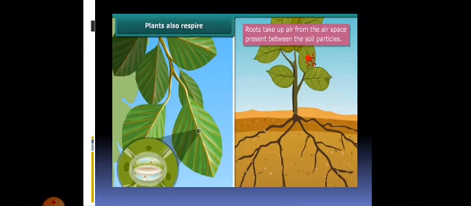As we know, energy in any living organism is produced by breaking down of the food by the process of respiration. So, plants also respire. The roots of the plants take up air from the air space present between the soil particles. During respiration, plants also take in oxygen and give out carbon dioxide.